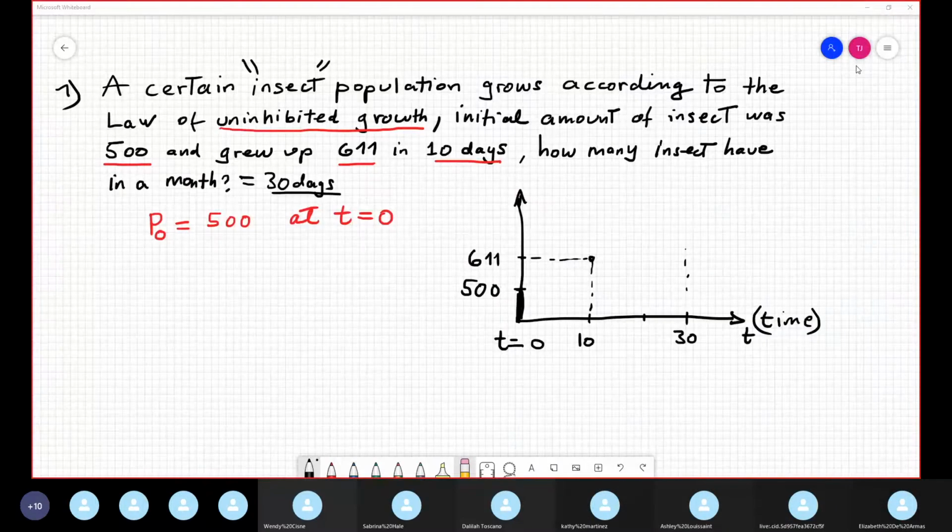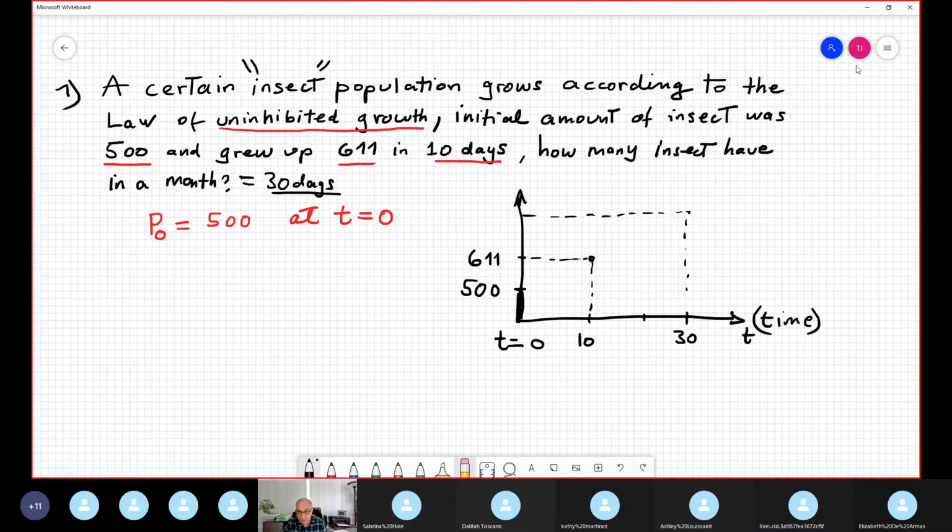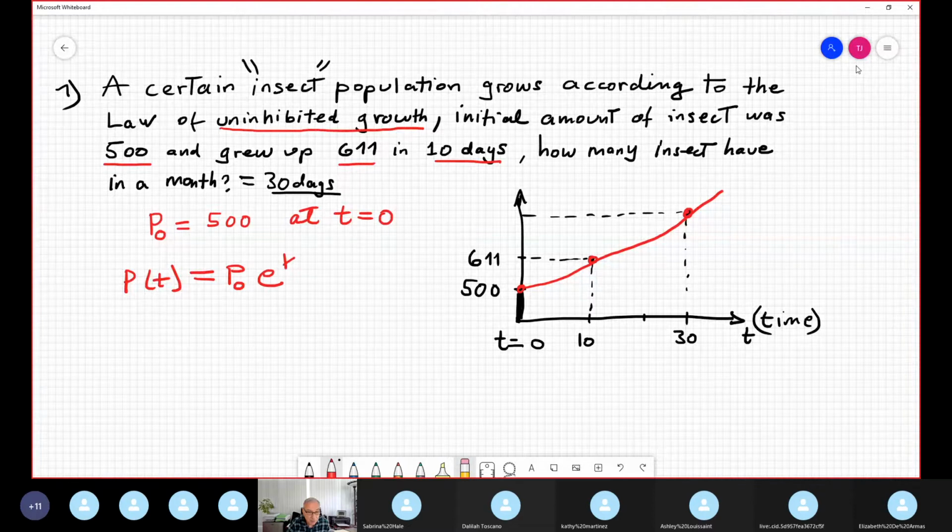Good. Now I need to find how many insects we have in the 30 days. Okay. This is exponential like that. And the formula connecting this point, the formula is population at any time is equal to the initial population P null e to the kt.